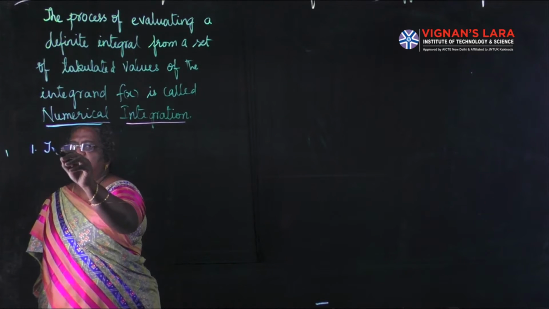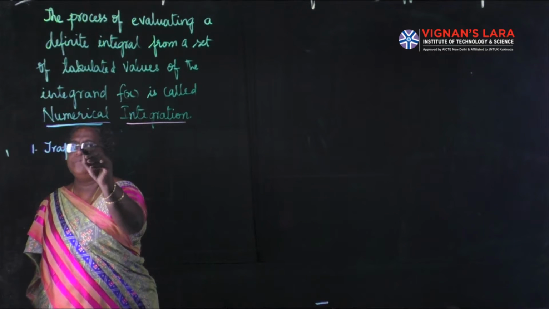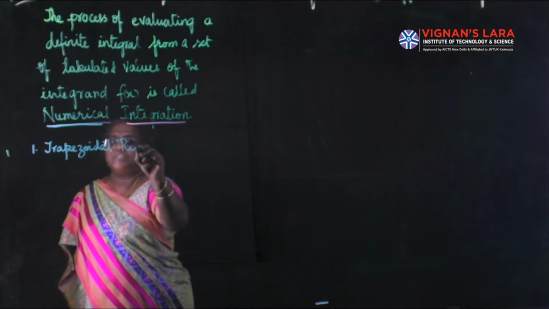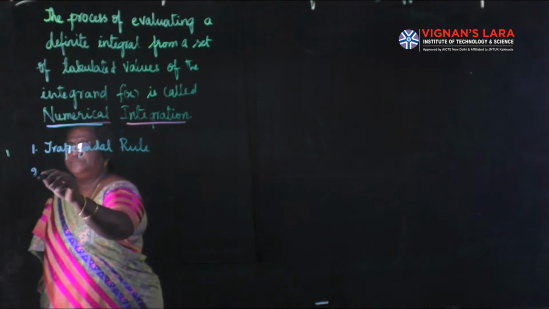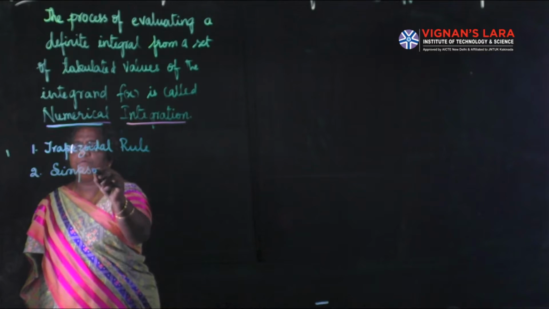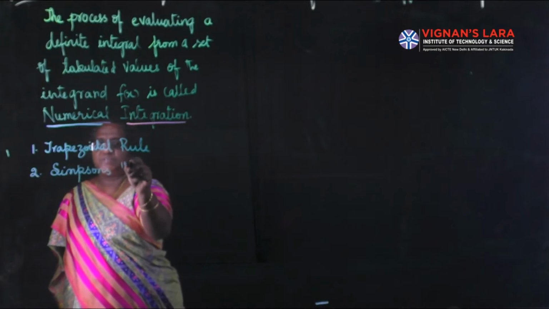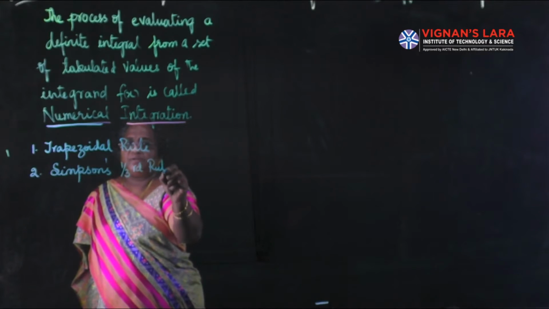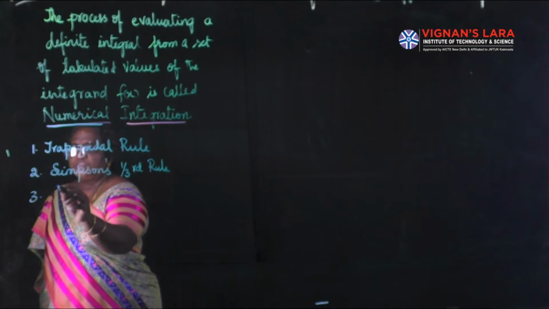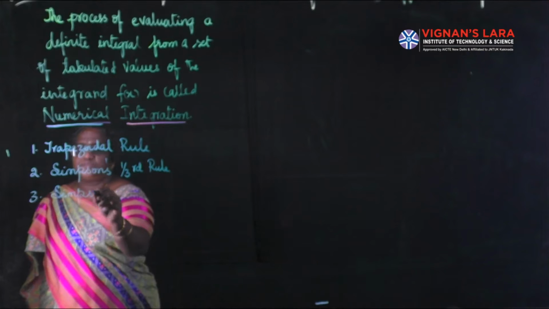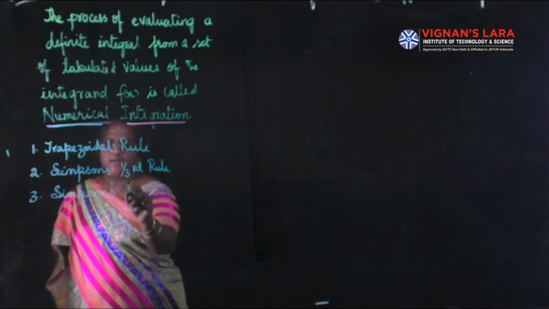First one is the trapezoidal rule. Second one is Simpson's one-third rule. Third one is Simpson's 3/8 rule.